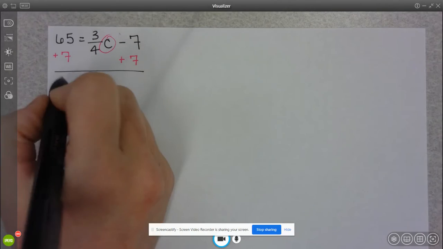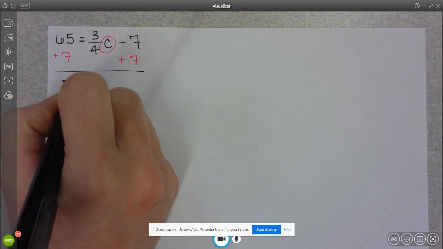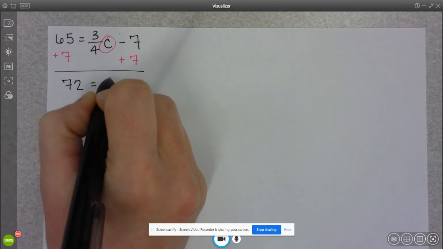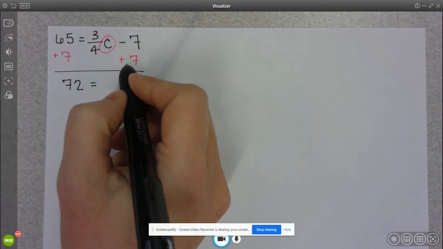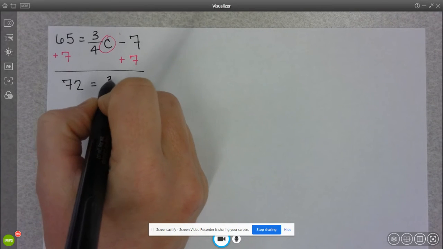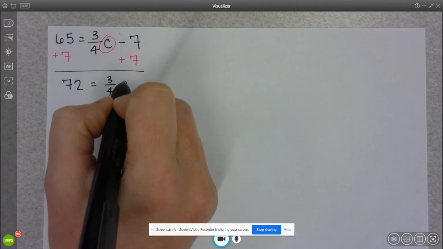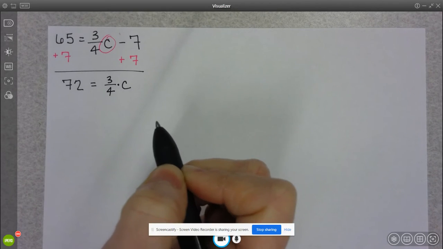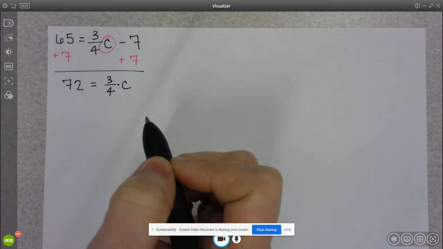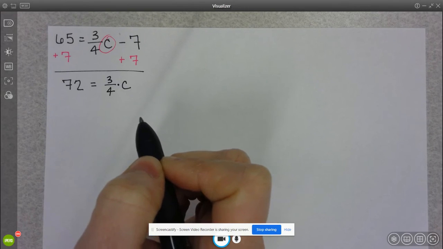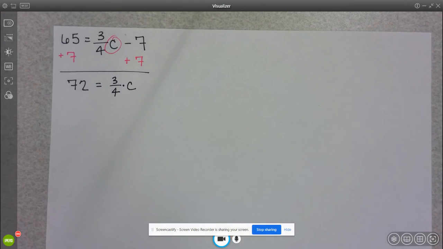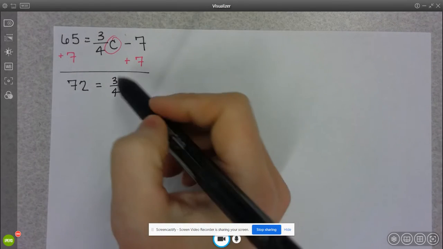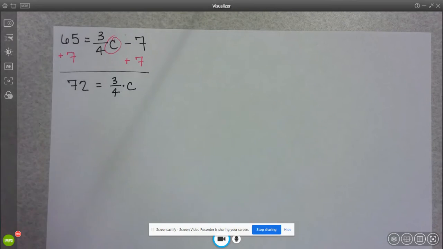65 plus 7 gives me 72. And then these two 7s are going to create 0. So that'll be 3/4 times, technically there's a times here, times c. Now I'm going to show you 2 different ways to go about this. One option is you can take this fraction and pull it apart step by step.